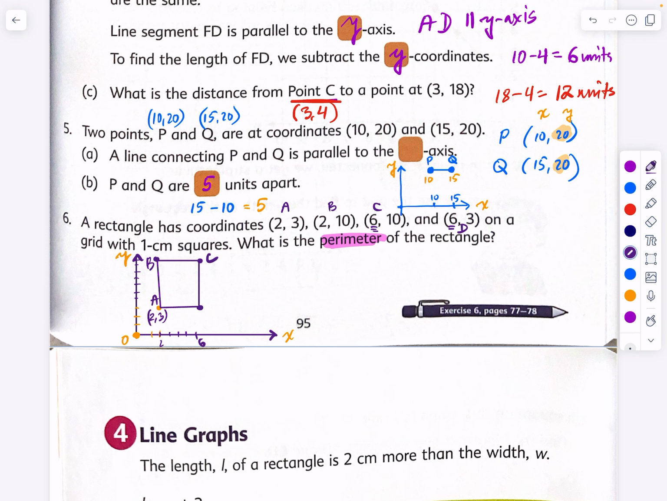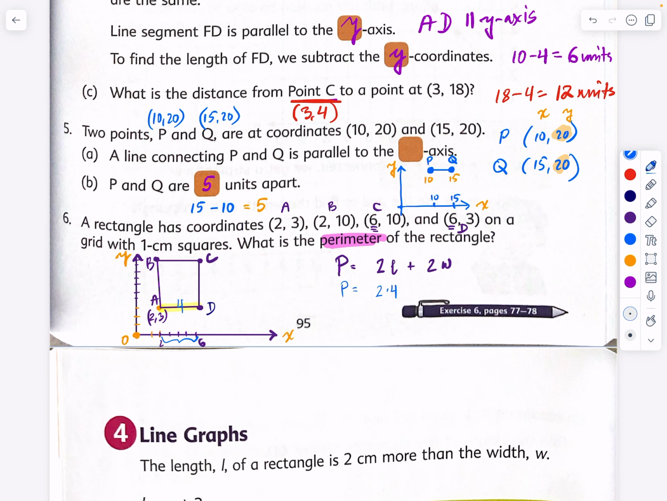What is the perimeter? Well, we know the formula for perimeter is 2 lengths plus 2 widths. So let's trace it with our pencil. What is the length? I'm going to mark a final point. This is point D. Right, what is the length? Well, it goes from 2 to 6. So the length is 4, right? Between 2 and 6. So it's 2 times 4, right?